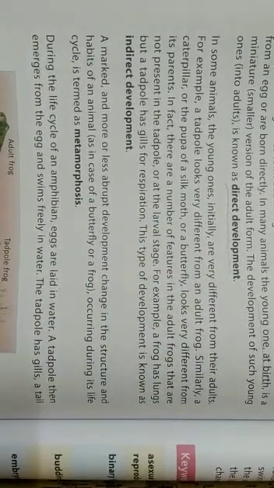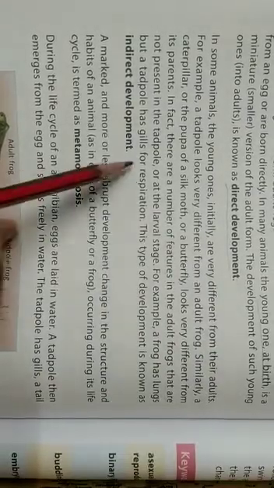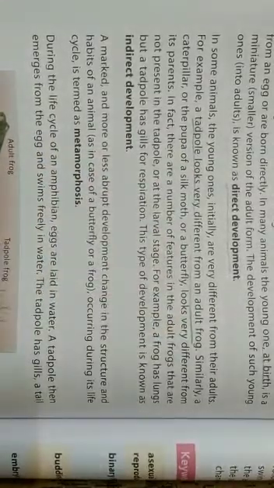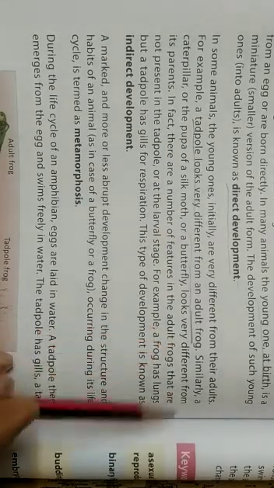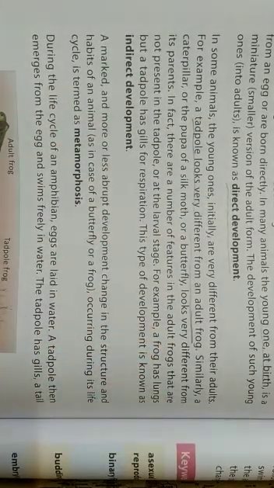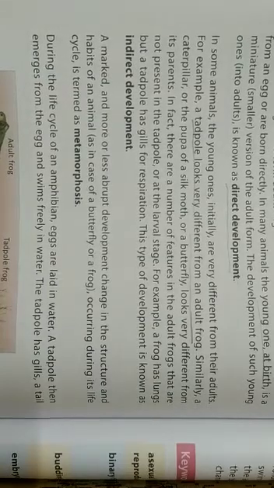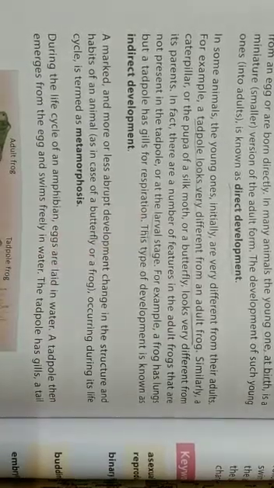Okay. In some animals, the young ones initially are very different from their adult ones. For example, a tadpole looks very different from an adult frog. Similarly, a caterpillar or the pupa of the silk moth or the butterfly looks very, very different from their parent. In fact, there are a number of features in the adult frogs that are not present in the tadpole or the larva stage. For example, a frog has lungs, but a tadpole has gills for respiration.